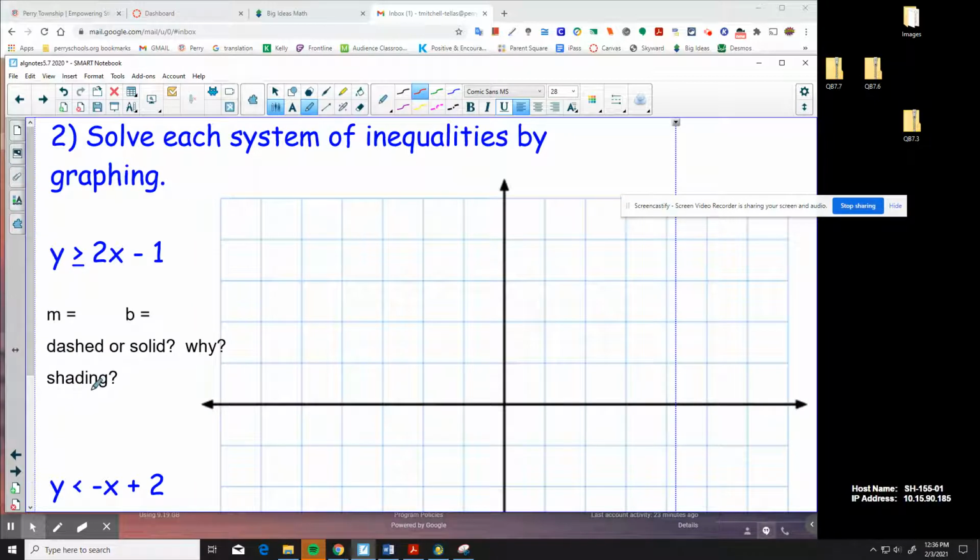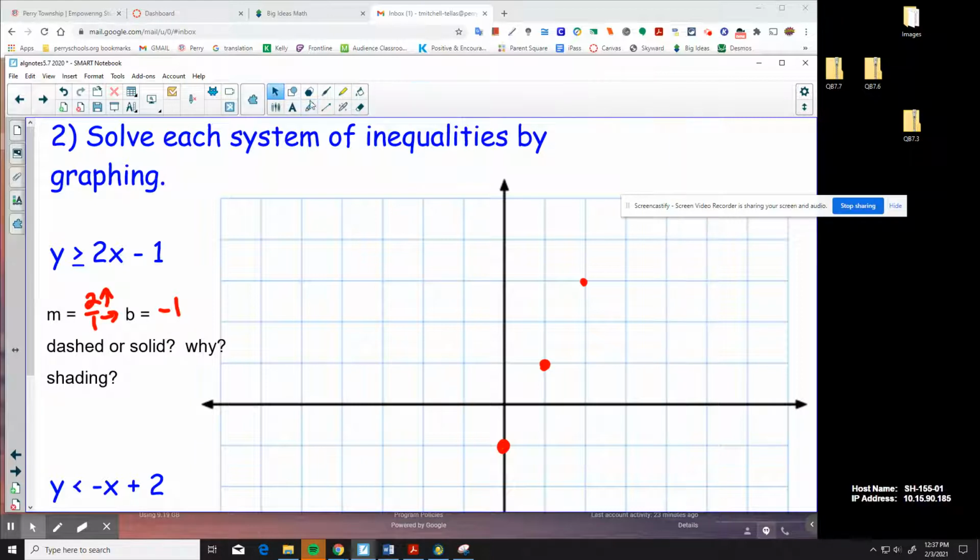All right, so if we solve the system by graphing, we have to graph both of them using slope-intercept form. So my slope here would be 2, or 2 over 1, and my b would be negative 1. So I'm going to go down 1 and put my dot, and then up 2, right 1. And I'm going to keep doing it all the way across the screen. It's in the way.